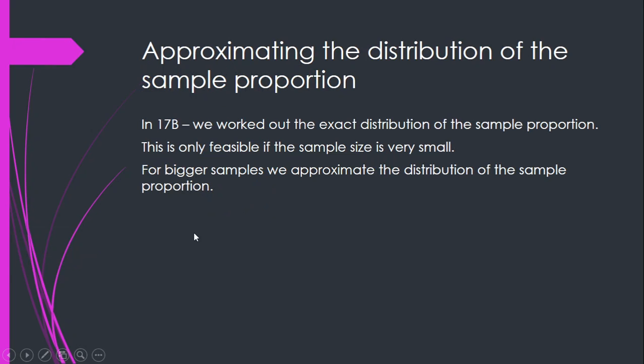What we've seen in 17B is we worked at the exact distribution of the sample proportion, and depending on the population size, for a small population we do calculations using selections, and for a large population we approximate to a binomial distribution. That was only doable if the sample size was small. Now for larger samples, we will approximate the distribution of the sample proportion.